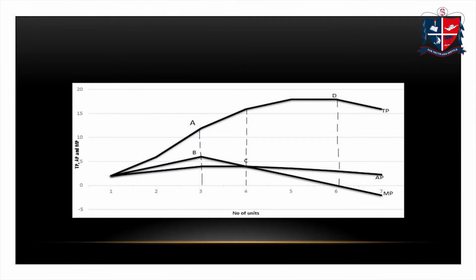This is the stage of diminishing returns. In this stage, total product is increasing but at a diminishing rate. Both AP and MP, that is average product and marginal product, are diminishing but remain positive. By the end of the second stage, marginal product becomes zero. The third stage is negative returns, and in this stage total product starts to fall, marginal product becomes negative, and average product continues to fall. So these are the three stages in the law of diminishing returns.